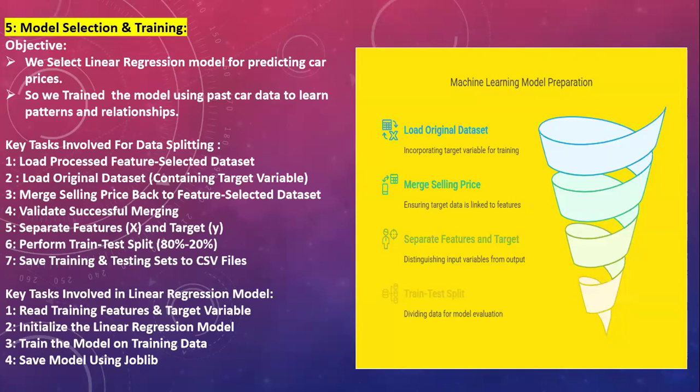So now the key tasks involved in the linear regression model. Once we have split the data, 80% as training data and the remaining 20% as testing data, here in the key tasks involved in the linear regression model, we are reading the training features and the target variable from the train data, and we are initializing the linear regression model to train on the training data. So we train the model on the training data. Once we train the model, we are going to save this model for future purposes by using the joblib tool.